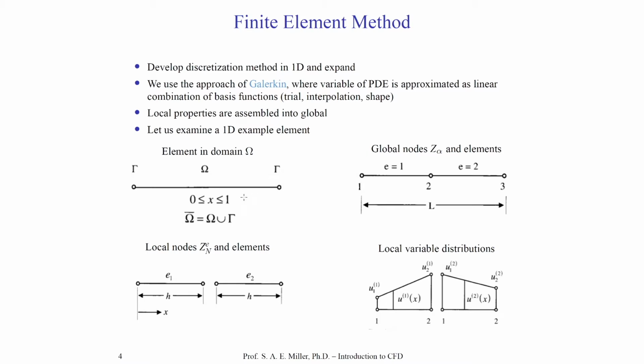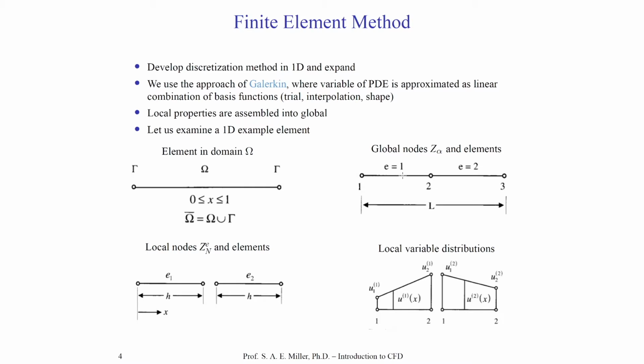The domain will extend from, say, 0 to 1 in this particular case. The entire domain, which we'll call overline omega, will be the union, that's that U there, of omega and gamma. On the upper right, we can define now some global elements. This is the domain itself, the original domain. We would discretize it with some distribution of grid points. Here we have two elements. We don't call these volumes now because it's a finite element approach. We'll call these elements E1 and E2. And the domain will have length L, and there'll be three particular nodes.